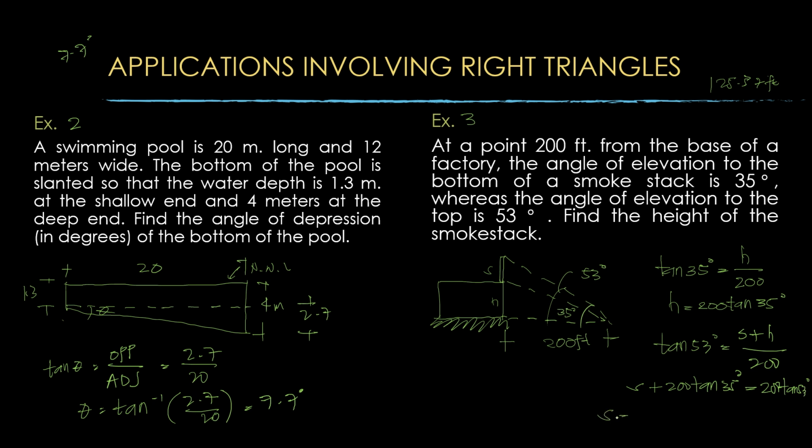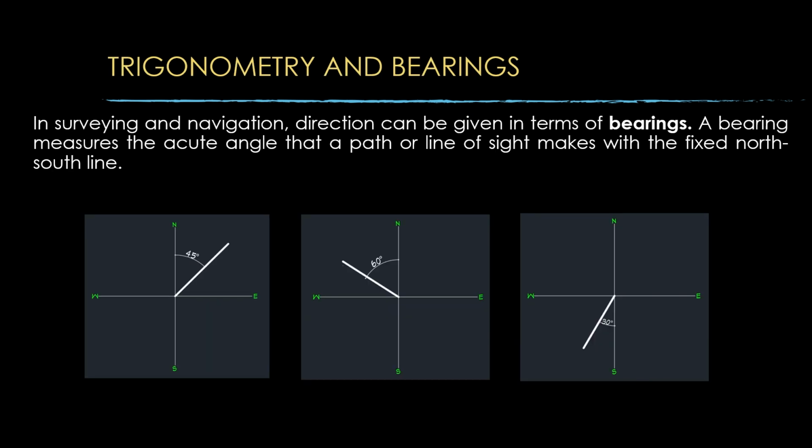Okay, so your S is equal to 200 times the tangent of 53 degrees minus 200 times the tangent of 35 degrees. So your S is equal to 125.37 feet. Okay, so do you have the same answer? Okay, sige. Question. Next. So next example for our applications.